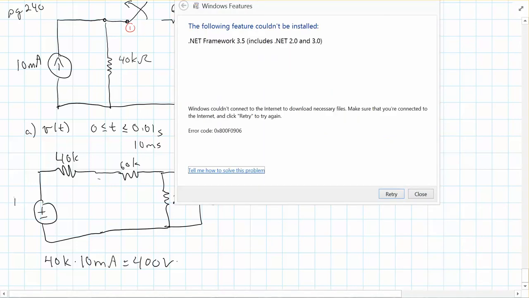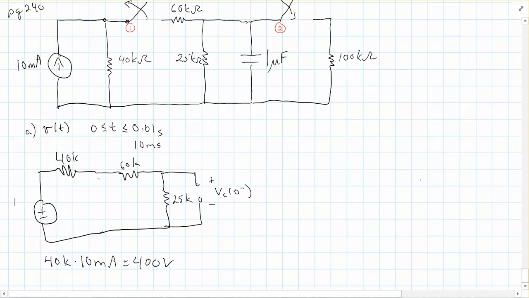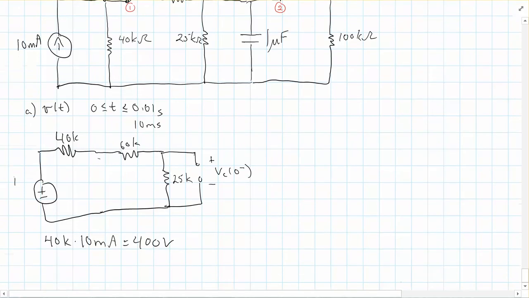I'm just double checking. I was trying to download something in the background and obviously it just jumped on the screen here. So I'm just double checking here. 40K times 10 milliamps. Yeah, 400 volts. Great.